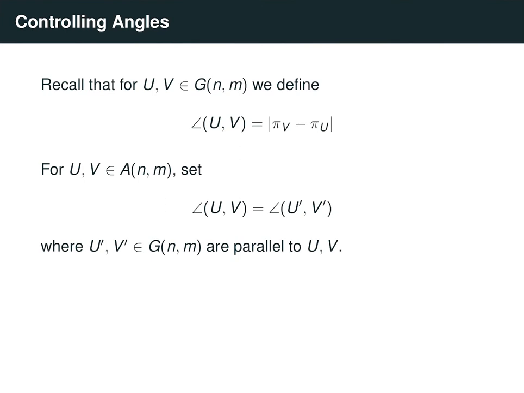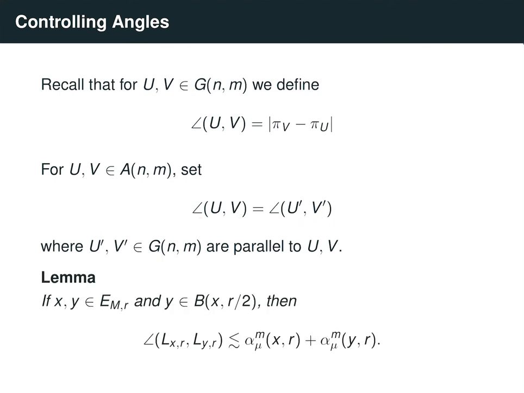Okay, so what happens when we have two affine planes? How do we define the angle between those? The way we do this is we define the angle between U and V to be the angle between the planes U' and V', which are essentially the translates of U and V to planes containing the origin. Okay, so the final lemma that we'll talk about says that if x and y are elements of the set E_{m,r} defined earlier, and we suppose that y is contained inside the ball centered at x of radius r over 2, then the angle between the supports of the best approximating affine measures for the ball centered at x of radius r and the ball centered at y of radius r is at most a constant times the sum of the alpha numbers.